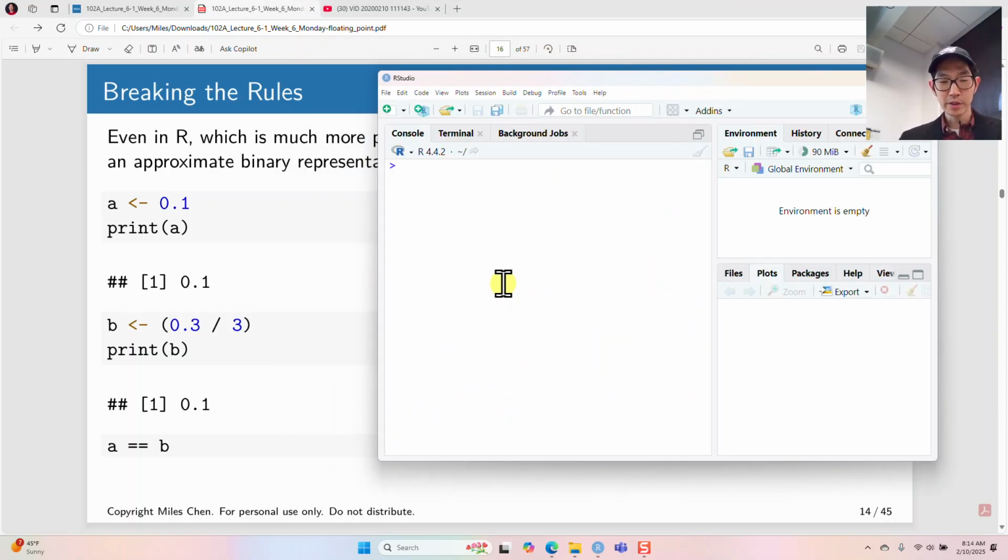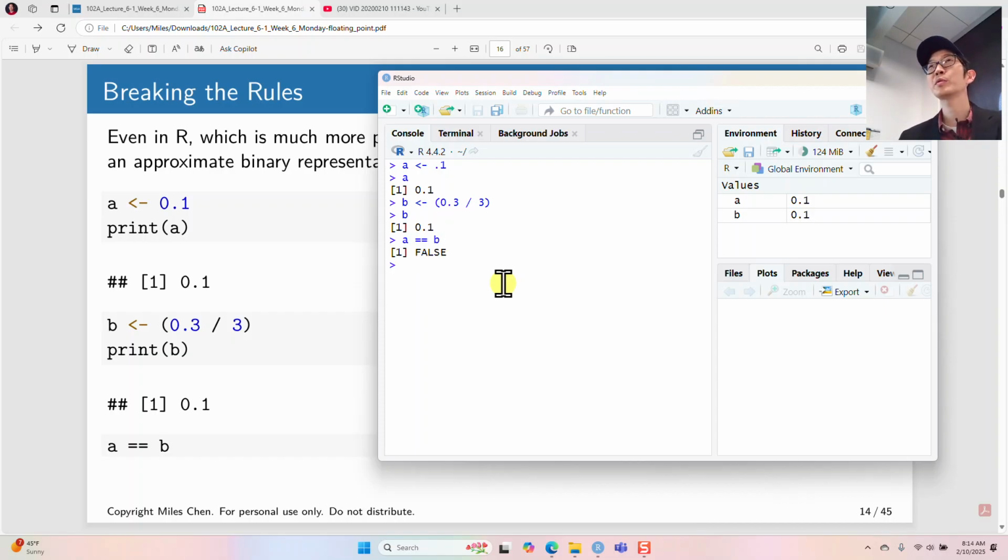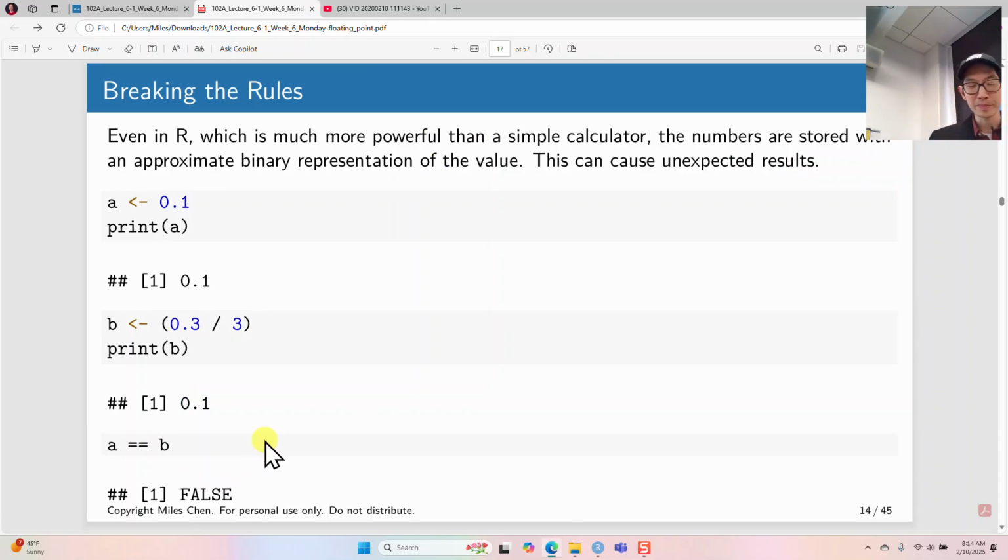All right, so I'm going to store 0.1 as A, so A is the value of 0.1, and then B, I'm going to do the quantity 0.3 divided by 3. Okay. And so I say, hey, what's B? 0.1. But then if I ask, is A equal to B? That comes back as false, okay? And you're like, are you sure? Here's A, here's B. Is B and A the same? It comes back false. What's going on?